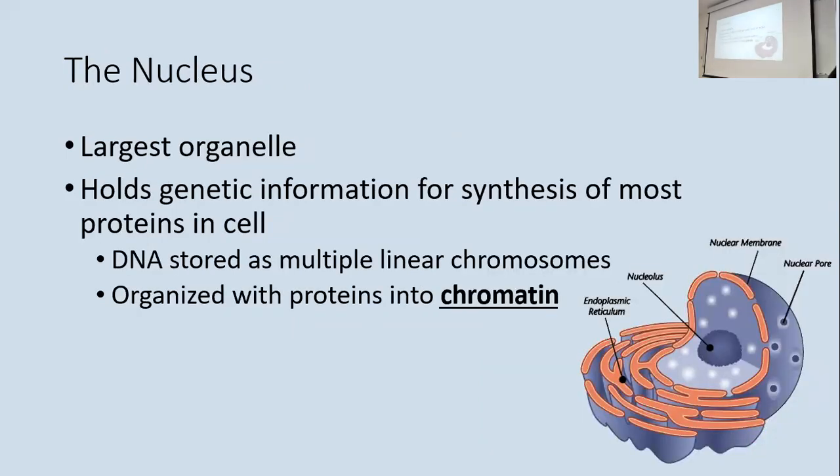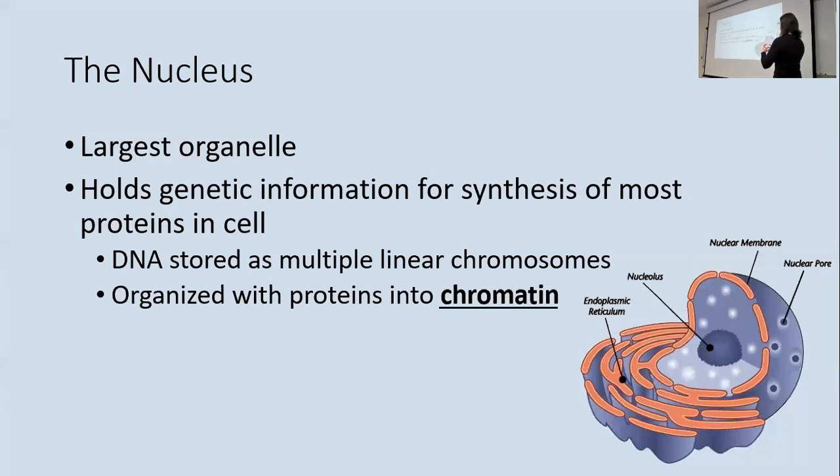So starting in the center, nucleus. It's the largest organelle if you start looking at cells, like that slide picture we had before. Nucleus is the giant big circle in the middle. It holds the genetic information for synthesis of most of the proteins in the cell. All of your linear DNA is held in the nucleus, stored as multiple linear chromosomes. In our case, 2 pairs each of 23 different chromosomes, right?